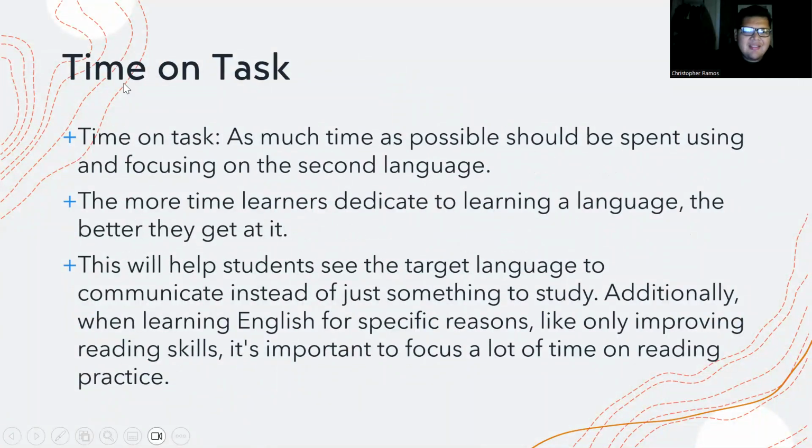Time on task. As much time as possible should be spent using and focusing on the second language. The more time learners dedicate to learning a language, the better they get at it. This will help students see the target language as a way to communicate instead of just something to study. Additionally, when learning English for specific reasons, like only improving reading skills, it's important to focus a lot of time on reading practice. So basically, just making as much time as possible for students' needs and having that time to improve in areas that they are struggling in. Obviously, aside from the lessons, there should be time spent focusing on the language for them to at least practice it in the classroom.